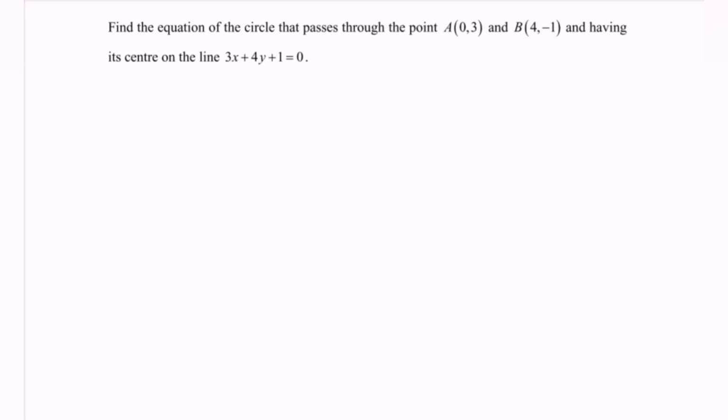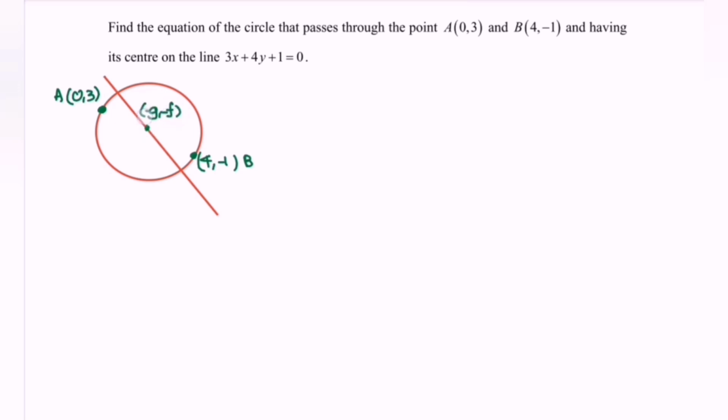Find the equation of the circle that passes through the points A(0, 3) and B(4, -1), and having its center on the line 3x plus 4y plus 1 equals 0. So kindly illustrate the situation: the point (0, 3), and we have another point (4, -1). Next, we have a line where we have the center named as (-g, -f). So my suggestion is to substitute the points into the general equation of the circle.